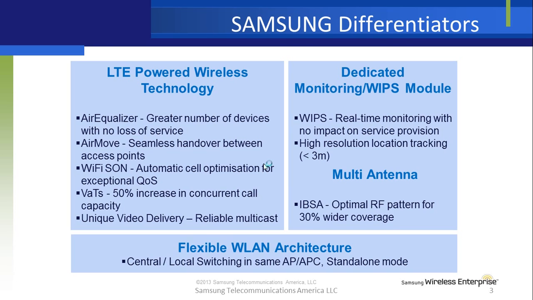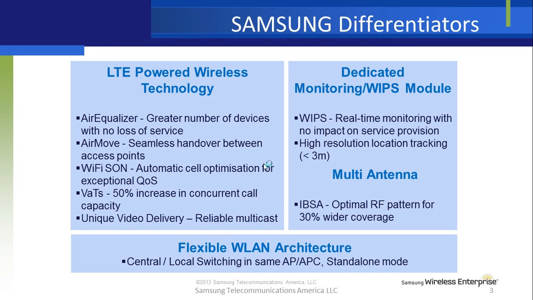So Wi-Fi SON. Wi-Fi SON is self-organizing network. This is something that you would have heard. Cisco has RRM, Radio Resource Management. Aruba has ARM, I believe it's called Aruba Resource Manager. And Samsung has self-organizing network. So again, something that we've borrowed from the LTE side, where the access points talk to each other, and they do interference mitigation. So they're making sure that they don't interfere with each other when it comes to channel allocation, especially on the 5 gigs.